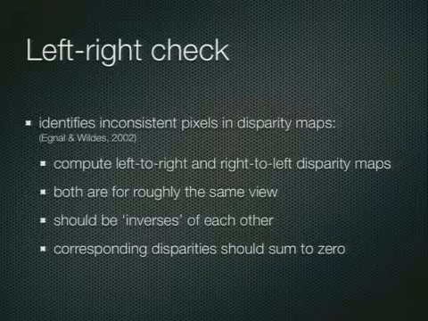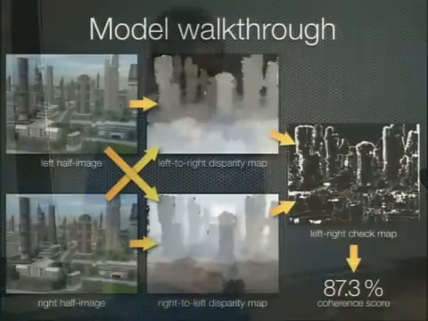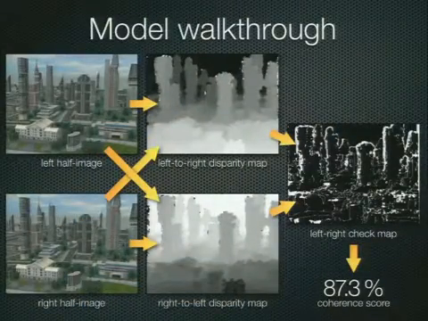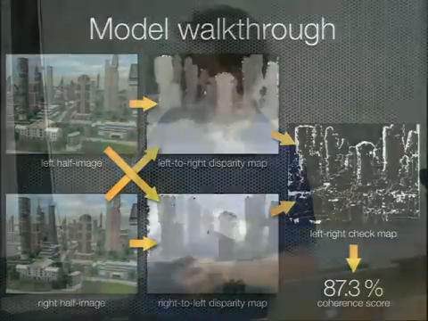And the third step of our model checks the consistency of the disparity maps. It identifies inconsistent pixels, because disparity maps from left to right and from right to left should show roughly the same view. The disparities of corresponding pixels should sum to 0, and if they don't, they're considered inconsistent. So these are the 3 steps of our model. We start with the input images, compute the 2 disparity maps, and then compare the consistency and sum it up using a single coherence score. This score is between 0 and 100%.